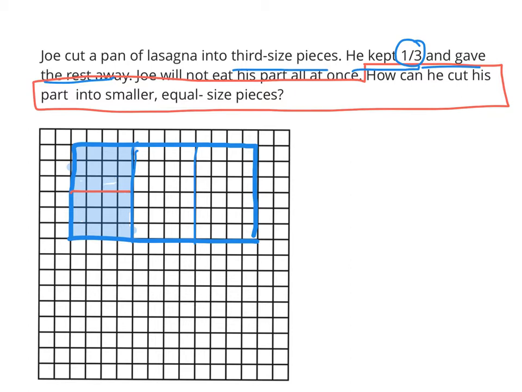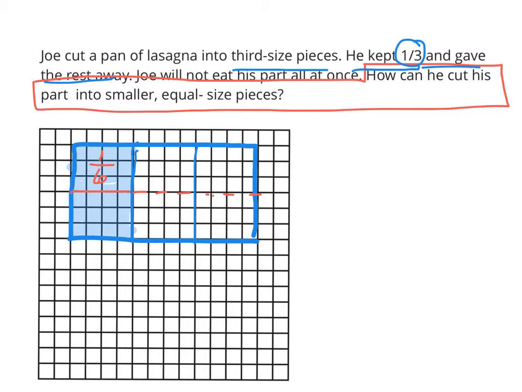Well, let's see. If he did that, it would look something like this, right? So how many pieces are there? 1, 2, 3, 4, 5, 6. There would be 6 equal pieces. So each fraction of the pan is 1 out of the 6. So the fraction of that one piece would actually be 1/6.